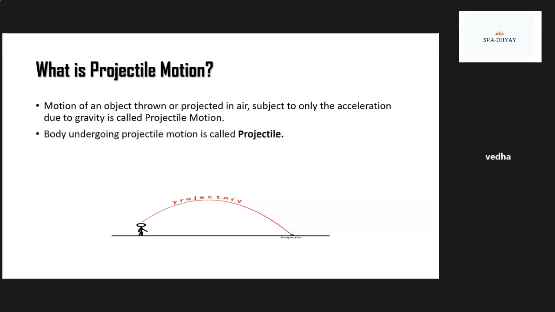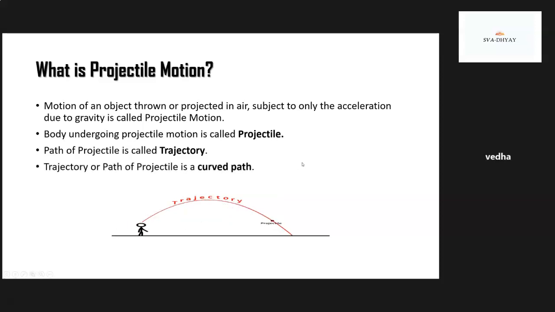Body undergoing projectile motion is called projectile. As we can see here, the red color ball is called projectile. Path of a projectile is called trajectory. Here we can see the red colored curved path. This is the trajectory. Trajectory or path of projectile is a curved path.